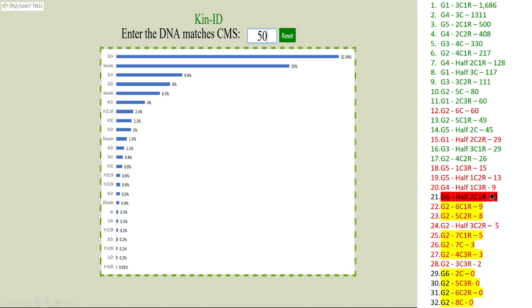Second cousin once removed. The shared Centimorgan tool has 9 in its database, but if I look for half second cousin once removed, it's actually the seventh most likely in my data set. Okay, it's 21st most likely in the shared Centimorgan tool. They've got a 9. Mine, because it's 50, I've got it higher up because of the multipathing. All right, so that's the difference here.